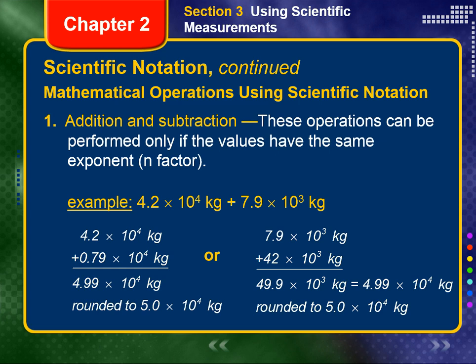Consider the example of the addition of 4.2 times 10 to the fourth kilograms and 7.9 times 10 to the third kilograms. We can make both exponents either 3 or 4. The following solutions are possible, on page 51 of your text or on the screen now. But note that the units remain kilograms throughout.